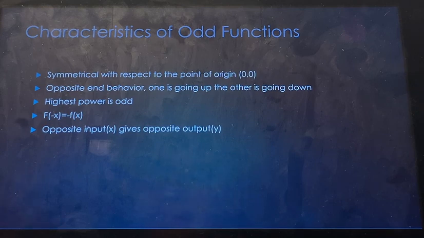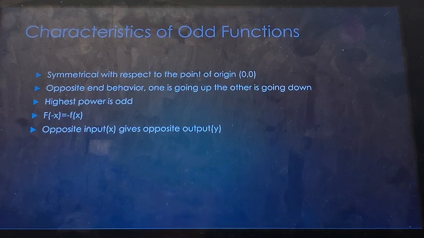And if it's going up on the left side and down on the right side, that would also be odd. Now, it's called an odd function because the highest power is odd. For example, if you have x cubed minus x squared, the highest power is 3, which is odd.